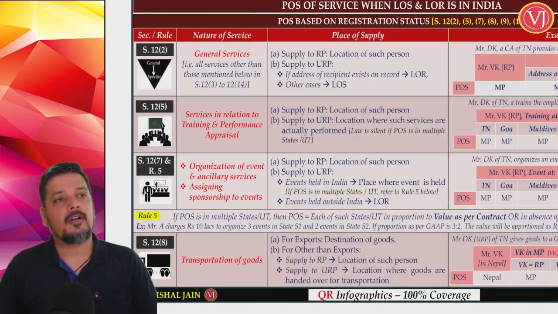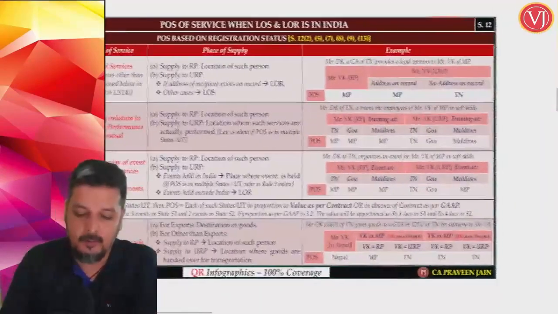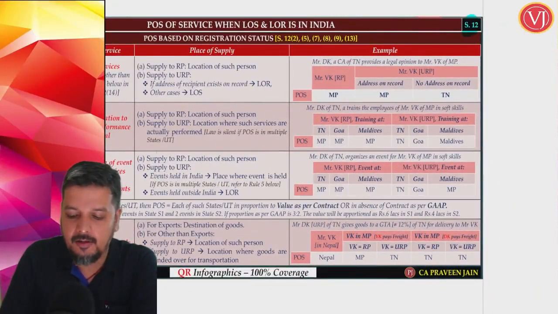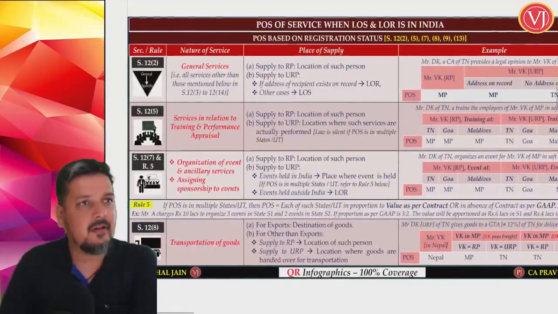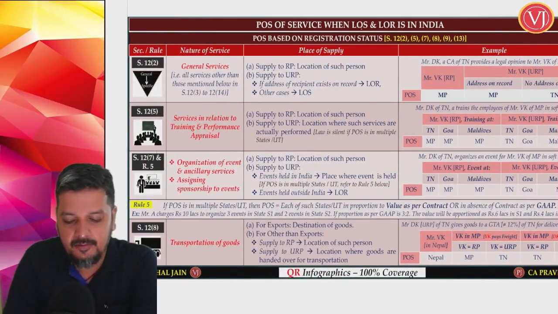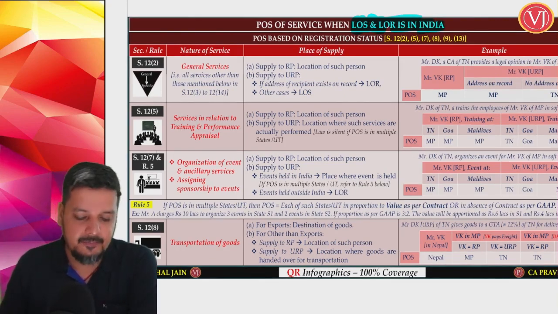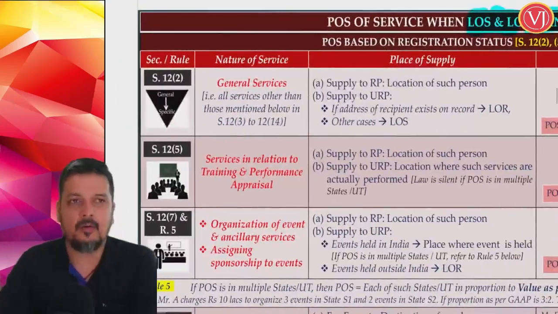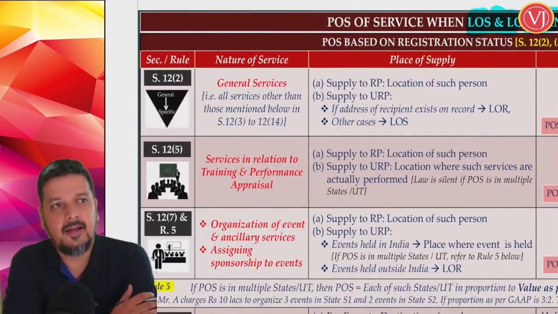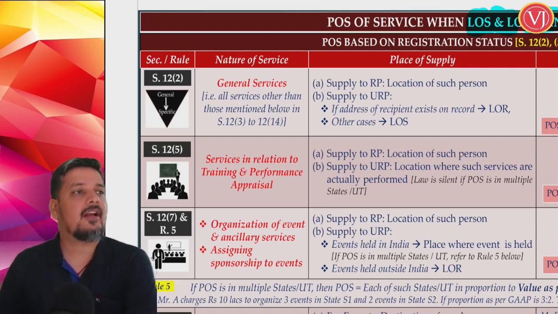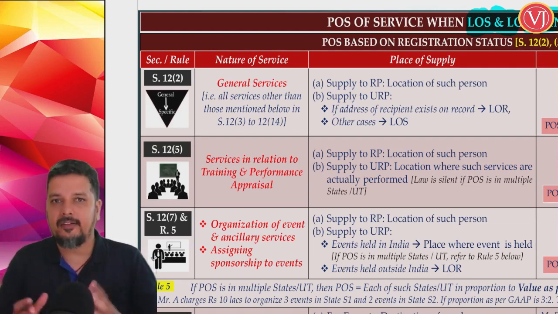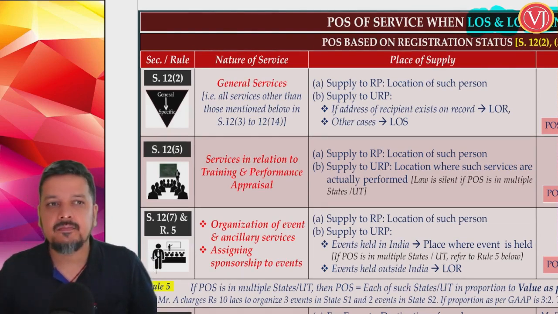Now, when you talk about section 12, what does that section talk about? Place of supply for services, domestic transaction. Why? Because LOS and LOR are in India. Both location of supplier and location of recipient are in India. Now, there is a general rule for section 12 and then there are special cases. And if you see the general rule, you'll find that it is quite similar to what we have already covered in section 10.